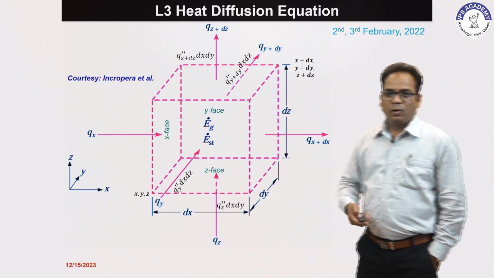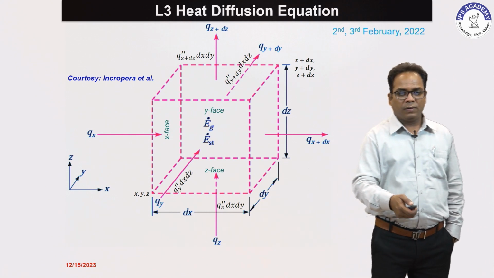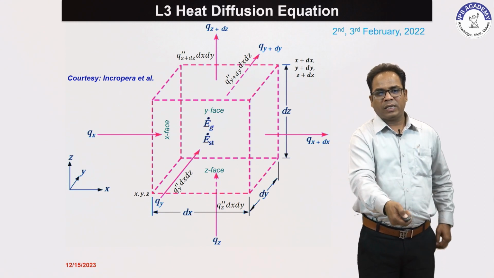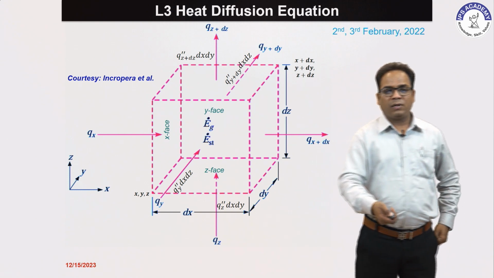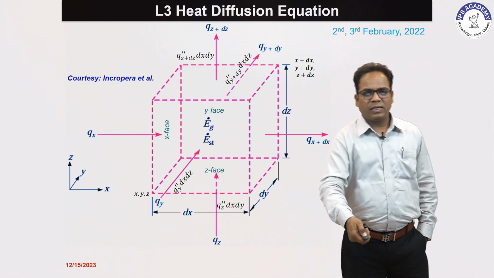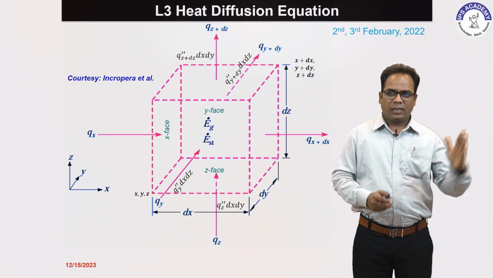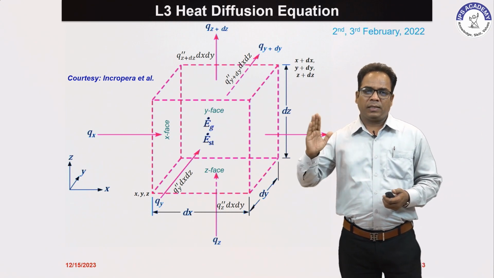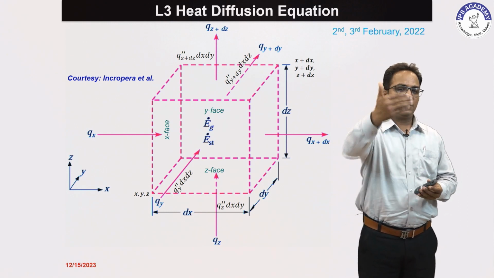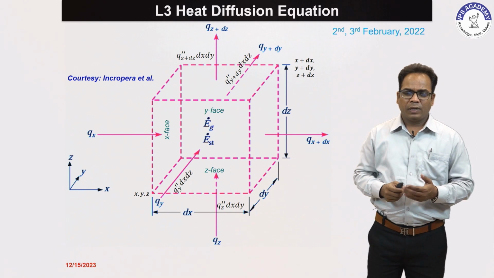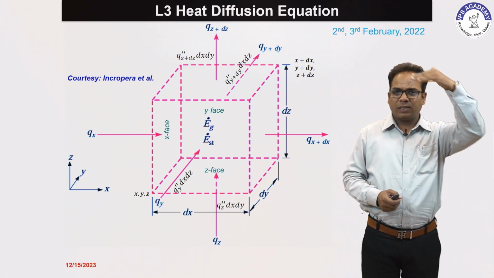Okay, so these are the different phases. The left one is the x phase, the front one is the y phase, and the bottom one is the z phase. The left hand side is the x phase, the right hand side is the x plus delta x phase. The front one is the y phase and the rear one is the y plus delta y phase, and the bottom one is the z phase and the top one is the z plus delta z phase.